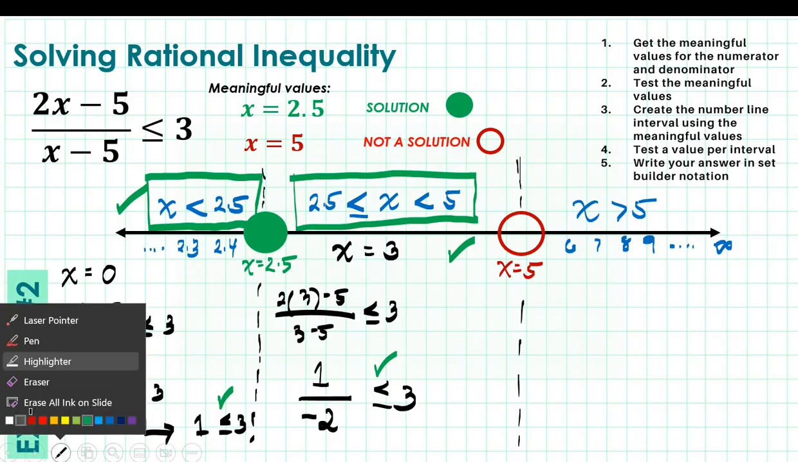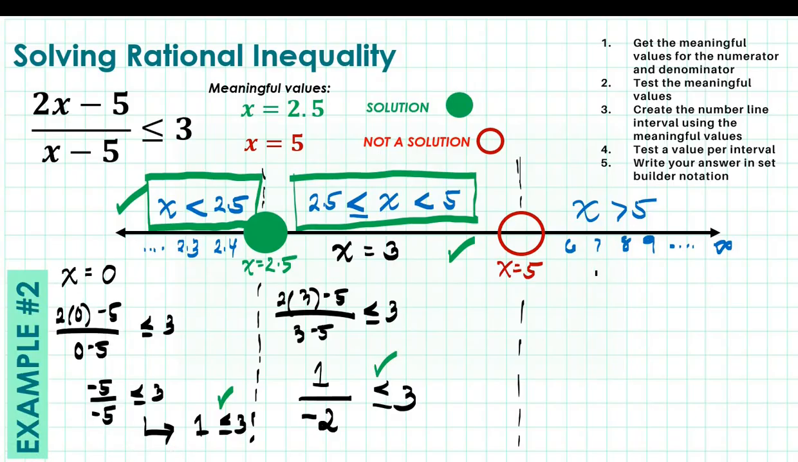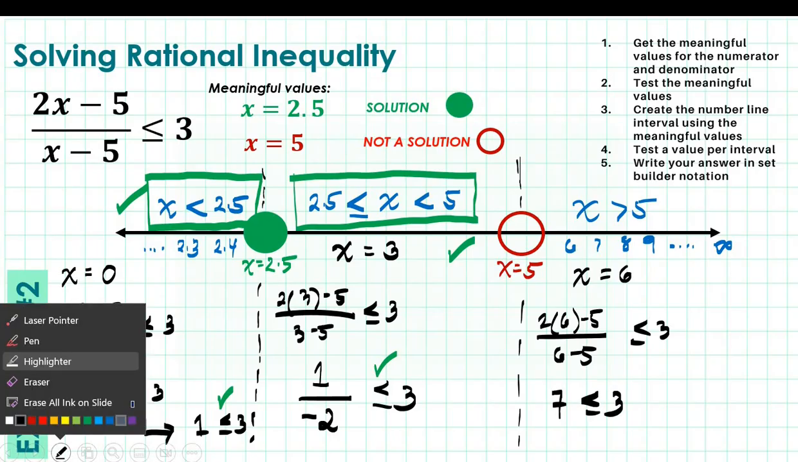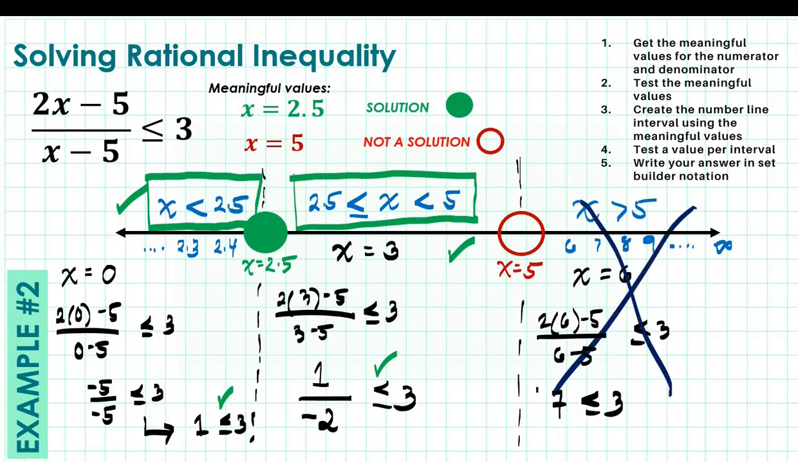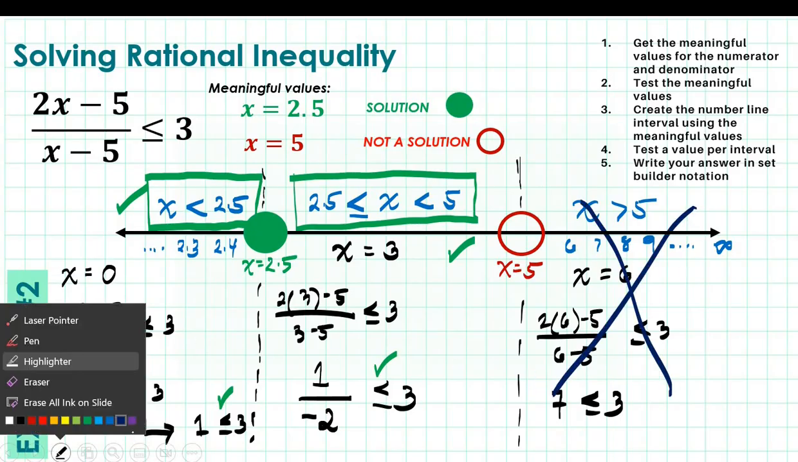And last but not the least, let's test a value from this interval. Let's have x equal to 6. And then let's substitute. So we have 2 times 6 minus 5 divided by 6 minus 5. Is it less than or equal to 3? For the numerator, that's 12 minus 5, which will give us 7 over 1, or simply 7. Is 7 less than or equal to 3? Definitely this is very wrong. And so the last interval is not a solution.